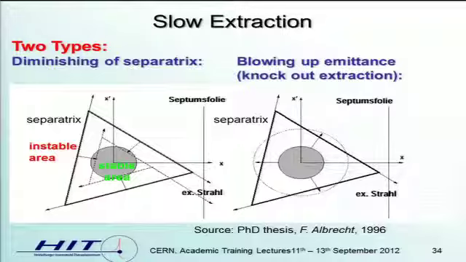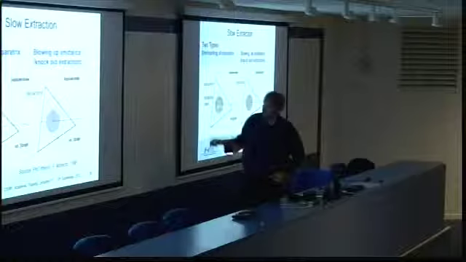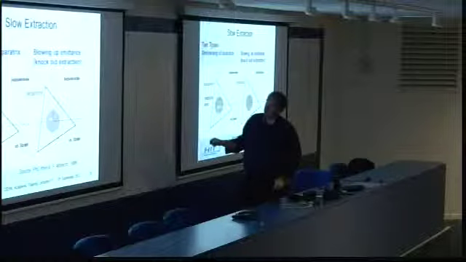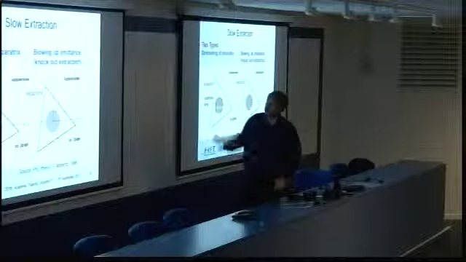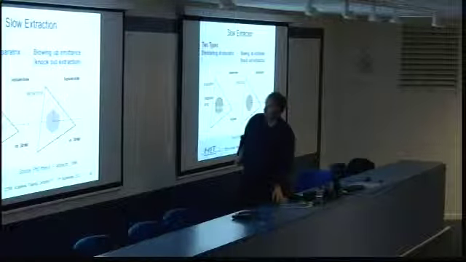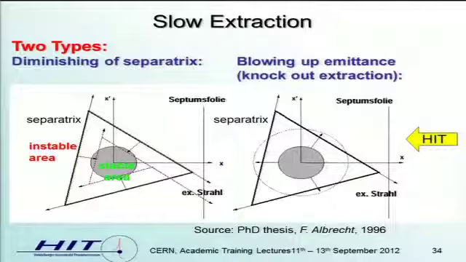The one possibility is to diminish the separatrix with optics. So there is a stable area and an unstable area around that, and you extract the beam along one side of the separatrix, and then you have the septum again for the extraction and bring out the beam by magnets. The other possibility is blowing up the emittance of the beam and to bring out, have a constant separatrix and bring out the beam from the stable area to the unstable by knockout extraction, how we call that. And this is our method.